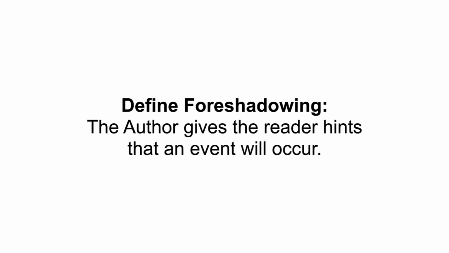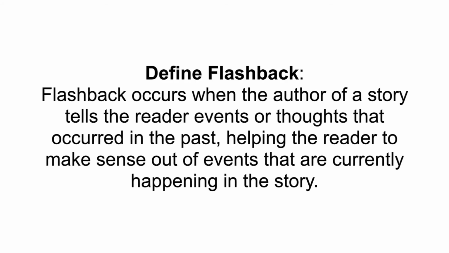For example, author John Steinbeck uses foreshadowing by naming two of his characters, Caleb and Aaron, which are supposed to sound like Cain and Abel, foreshadowing the future events of that story. Flashback occurs when the author of a story tells the reader events or thoughts that occurred in the past, helping the reader to make sense out of the events that are currently happening in the story.